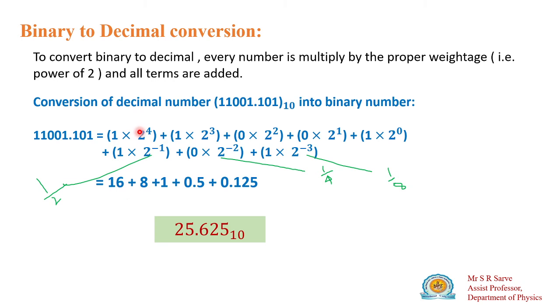So first this will give you 16, then we get 8, 1, 0.5, 0.125. So we have to add all these quantities. 16 plus 8 plus 1 is 25, then 25.5, and with this 0.125, we get 25.625.